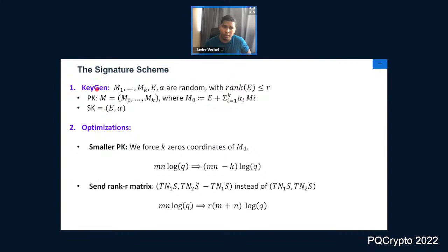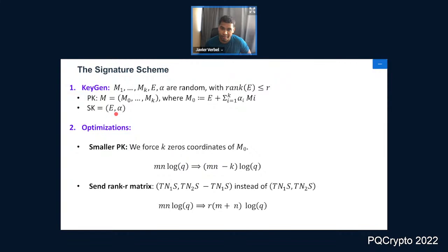And in the key generation of our signature scheme, we just sample these values at random. We sample the matrices M1 to MK at random. The low rank matrices are random and the solution is random. And then we just define the matrix M0 as this computation here. And then we set our public key to be the set of matrices and our secret key to be the low rank matrix E and the solution vector alpha.